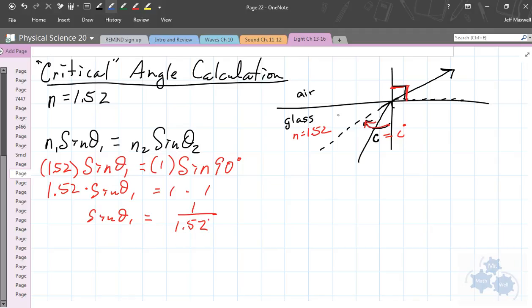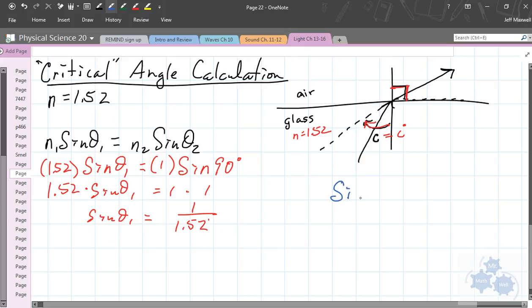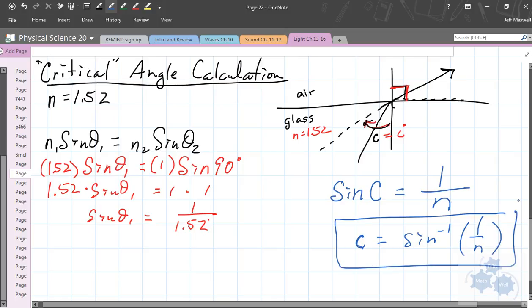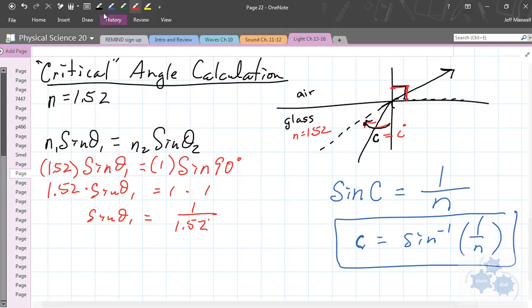So really, this isn't in your textbook, but the sine of C, the critical angle, is 1 over n for that medium. That's how you find the critical angle. So the critical angle here is sine to the negative 1 of 1 over n. Let's continue on with that. Sine to the negative 1.